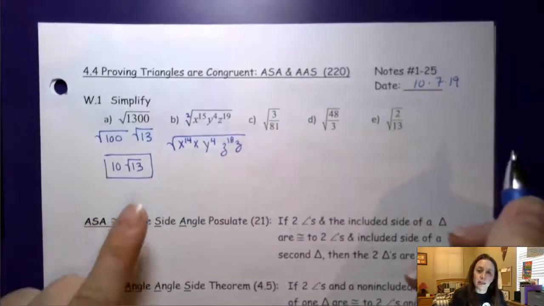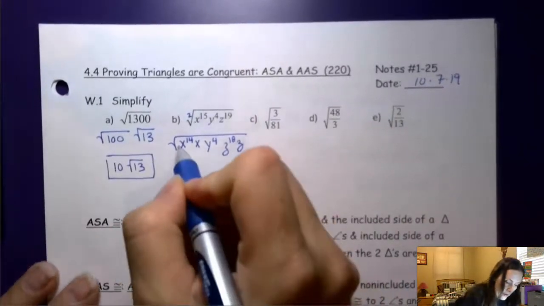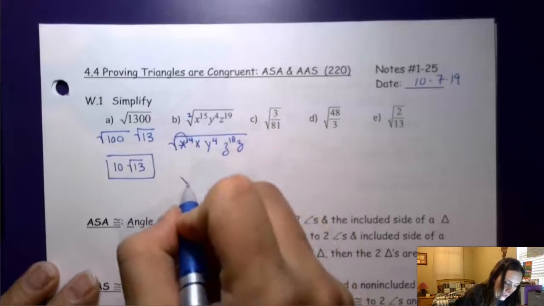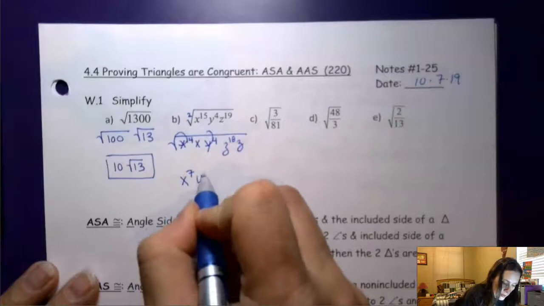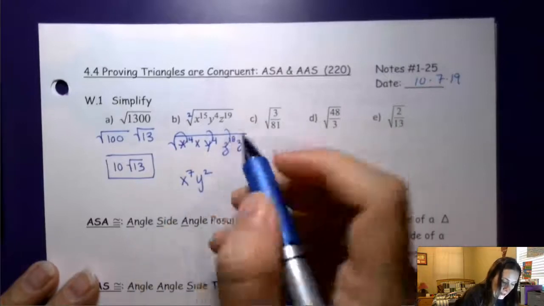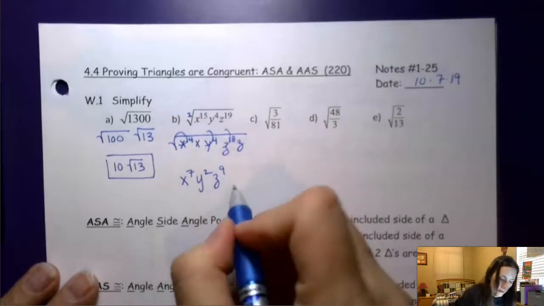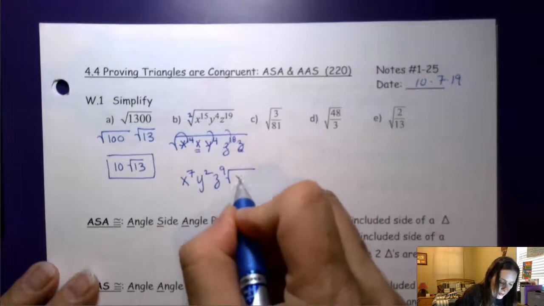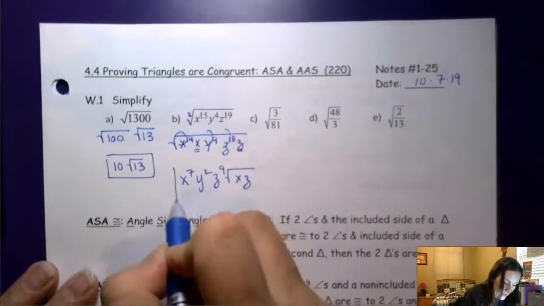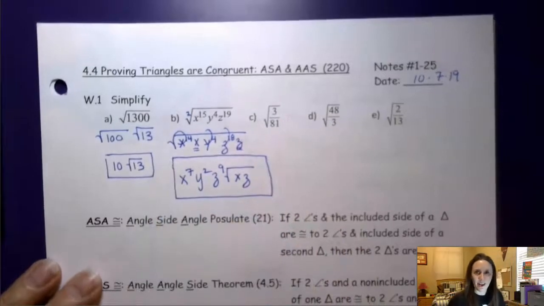Okay, so because it is a square root, you're cutting your exponent in half. Half of 14, I'm going to get x to the 7th. Half of 4, I'm going to get y squared. Half of 18, I'm going to get z to the 9th. Those all come out of the radical. Staying underneath the radical, I have 1x and 1z. So pat on the back, those of you who could simplify that correctly, good job.